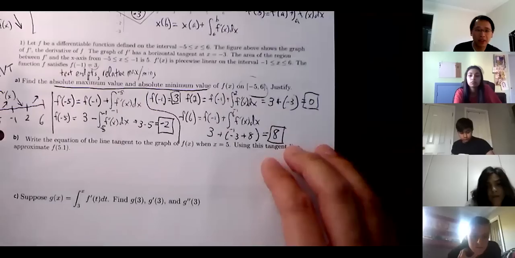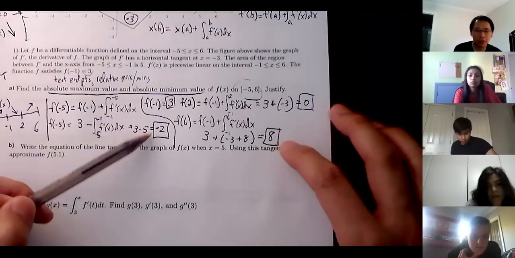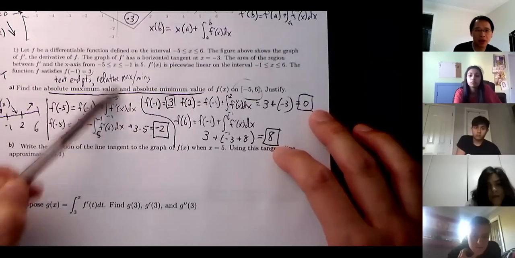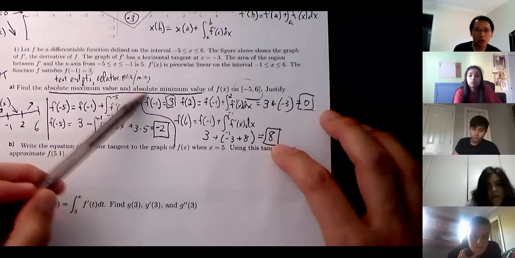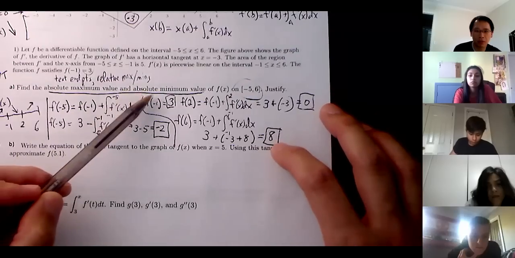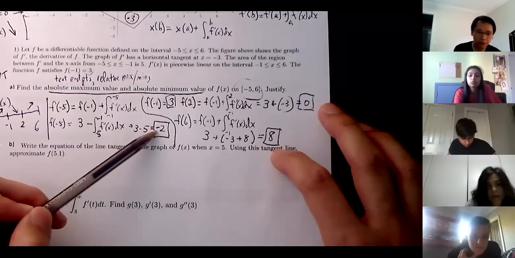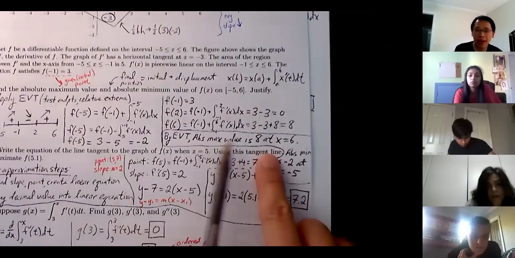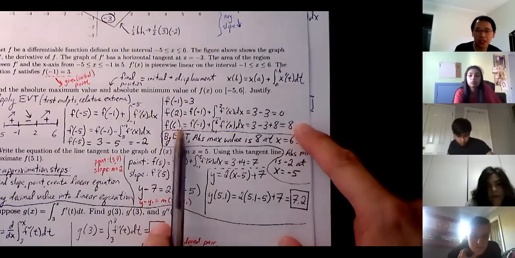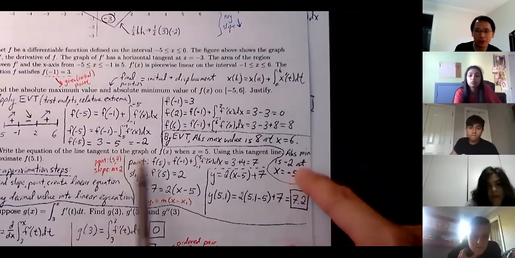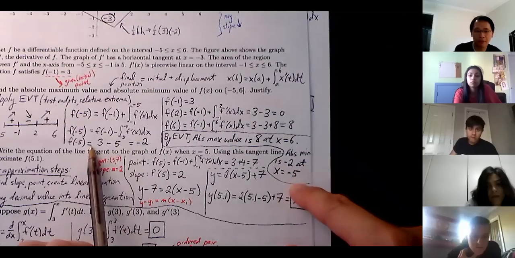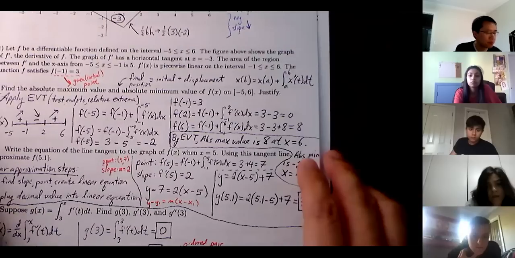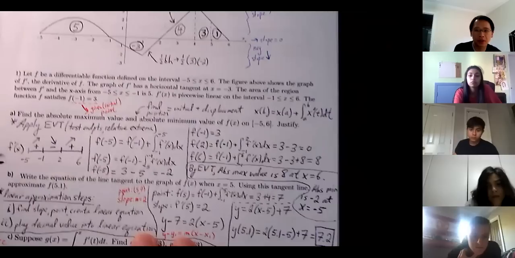All right, so now we have everything that we need. We have our locations of our endpoints and our critical points, so then we compare. The highest y value that we see is 8. Our lowest y value, our minimum value, is going to be -2. Okay, so we can write it out this way. Absolute max is 8 at x equals 6, and absolute minimum is -2 at x equals -5. Okay, any questions there with part A?